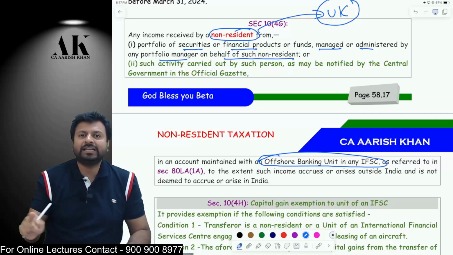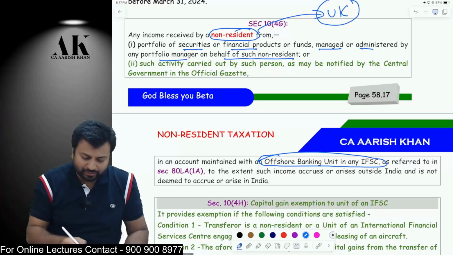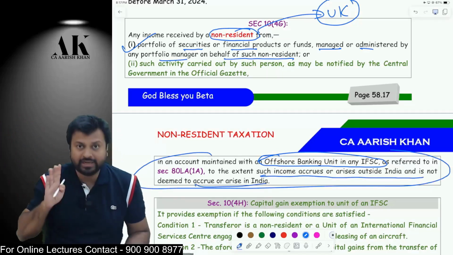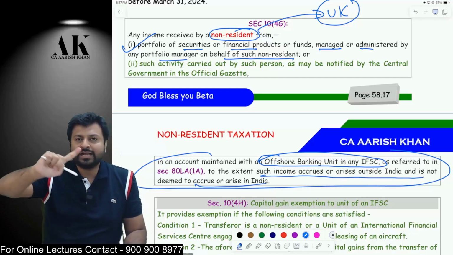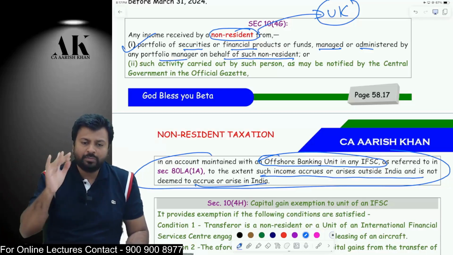If the portfolio manager is trading in BSE, then the non-resident will be liable to tax. But if the portfolio manager is trading in NASDAQ, then it will not be liable to tax. This is what this last line wants to say: to the extent such income accrues or arises outside India. So if the income accrues or arises outside India, just because the portfolio manager is there in India, they will not be liable to tax in India. I hope it is clear to all of you.